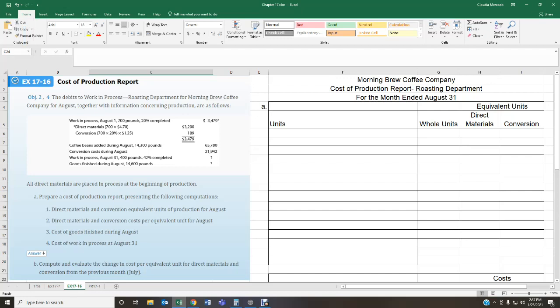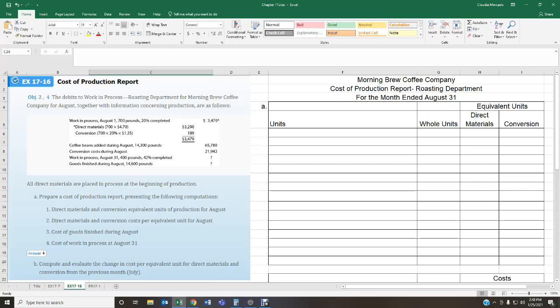We have 700 pounds of coffee, 20% completed, 3,479. We have direct materials of 3,290. Conversion cost of 189 for a total of 3,479. We've got coffee beans added during August, 14,300 pounds of coffee beans for a cost of 65,780. We've got conversion costs during August of 21,942.